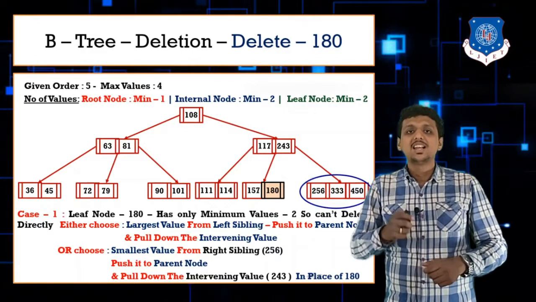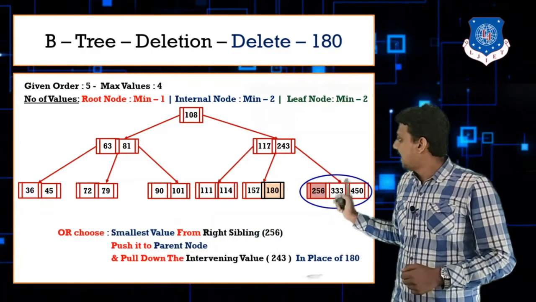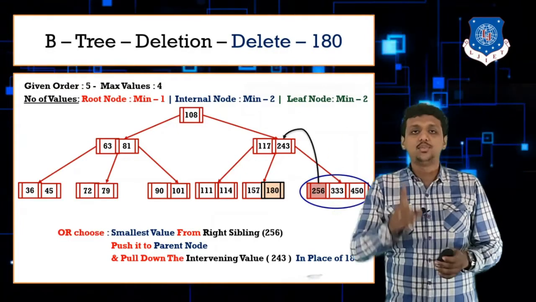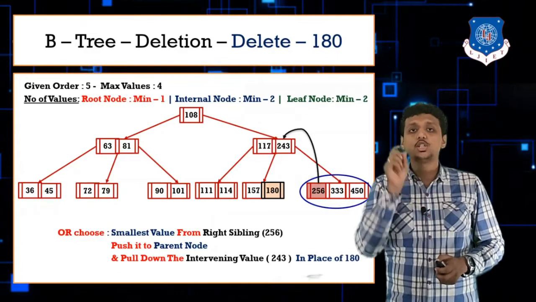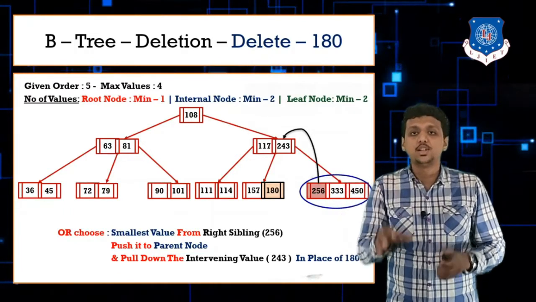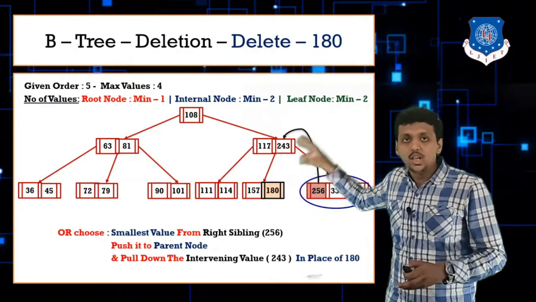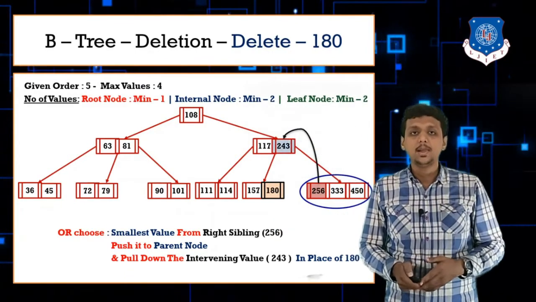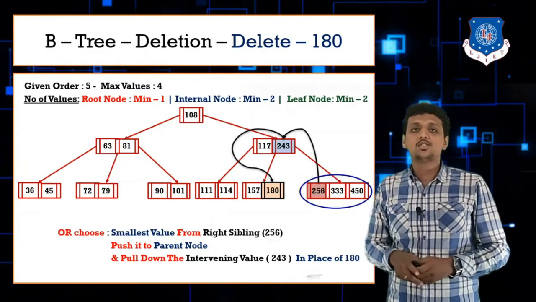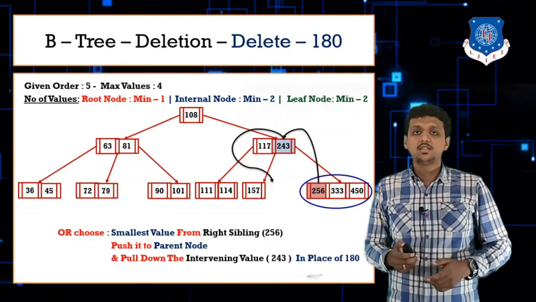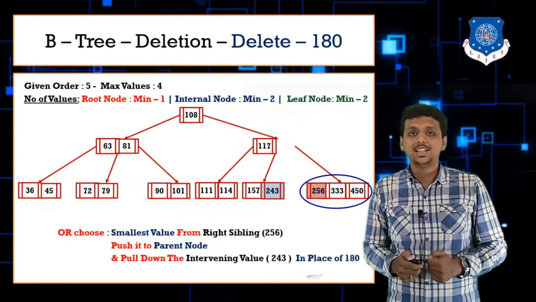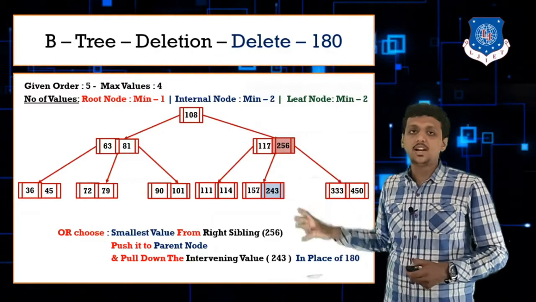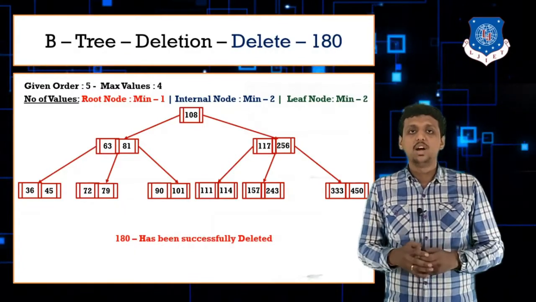So here, first, I need to choose the intervening value. So I have 256. 256 will take the place of 243. If you read the statement carefully, you just need to push your smallest value from the right subtree to the parent node and take the intervening value from the parent node down to the leaf node. So here it is. Select 243 and bring it down in the place of 180. I'm just removing 180. 243 will take the place of 180 and then 256 will take the place of 243. So this is my final answer after deleting value 180.